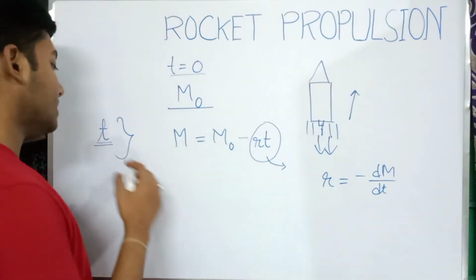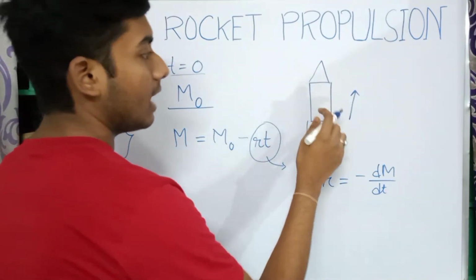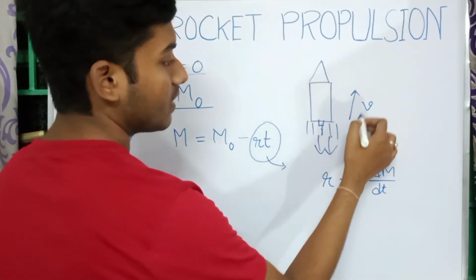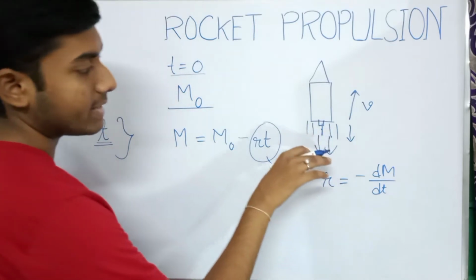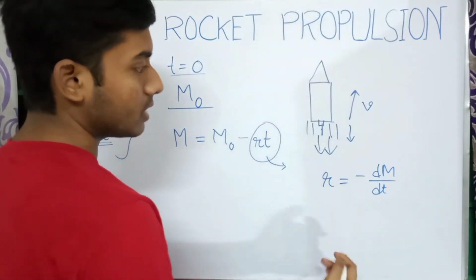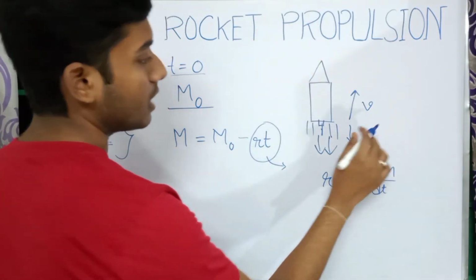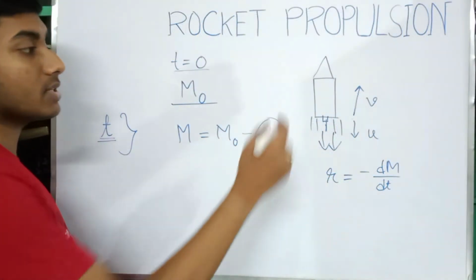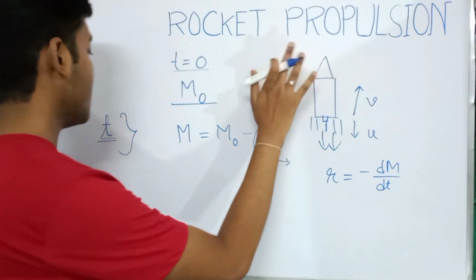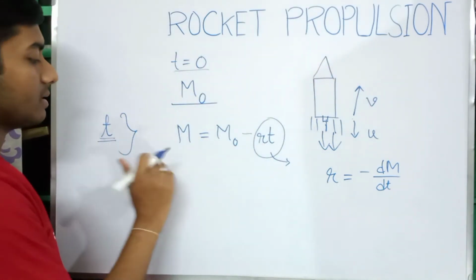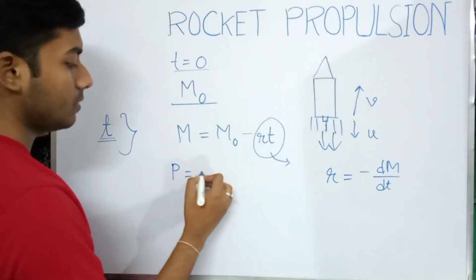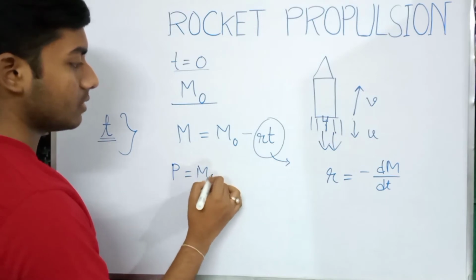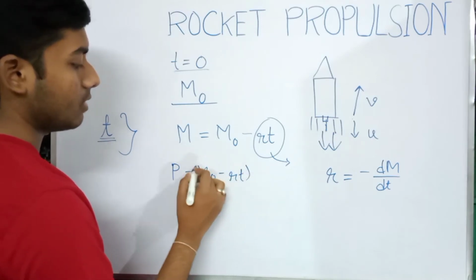Now suppose at this time small t, the velocity of this rocket is small v and the velocity of the gas ejecting outward with respect to this rocket is small u. So the linear momentum of this rocket and fuel system at time small t is p equals m into v, that is (m0 minus rt) into v.